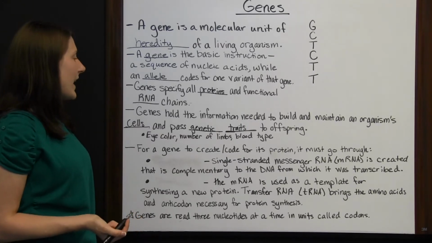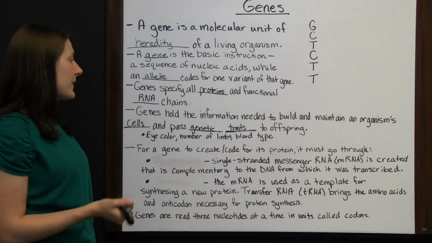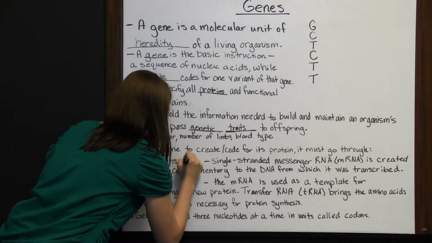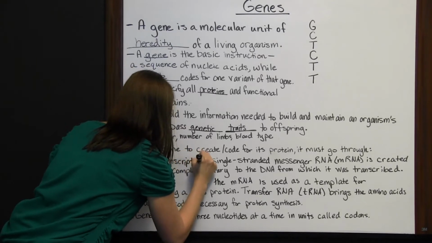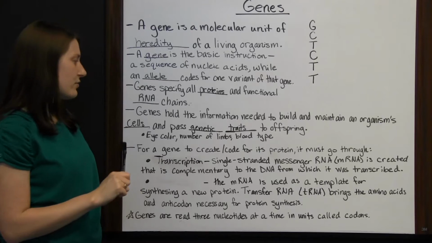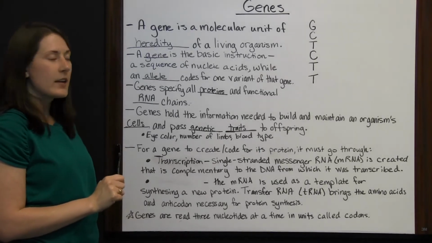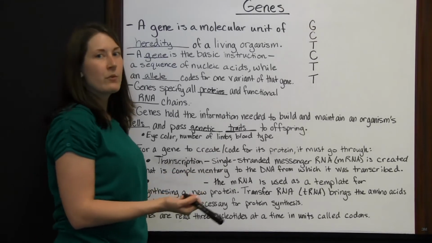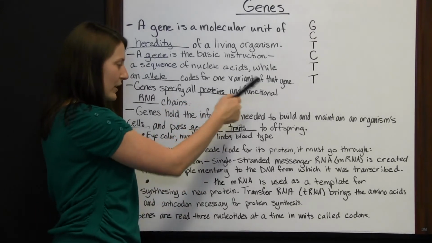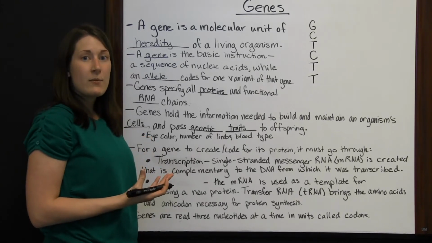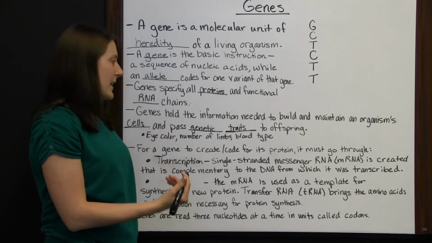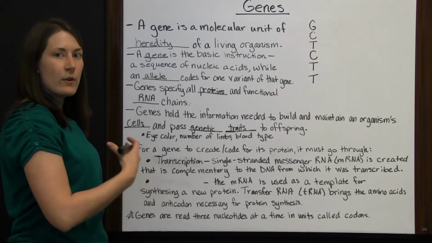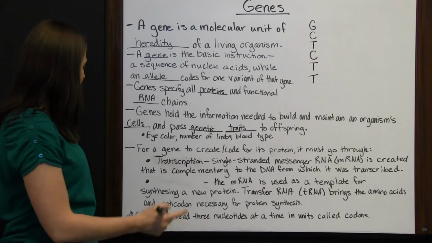Now, for a gene to create or code for its protein, it must go through transcription. And transcription is where single-stranded messenger RNA, or mRNA, is created that is complementary to the DNA from which it was transcribed. And we'll look at that over here in just a minute. But basically, you're starting with DNA and you're transcribing it into the messenger RNA. And then the messenger RNA is going to bring the message elsewhere in the cell.